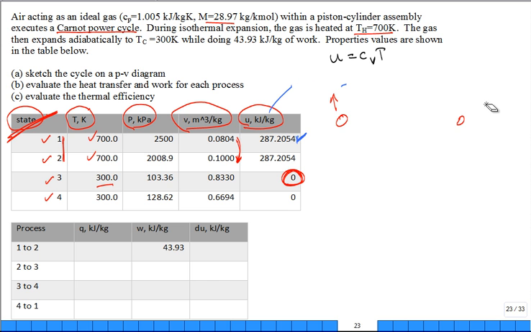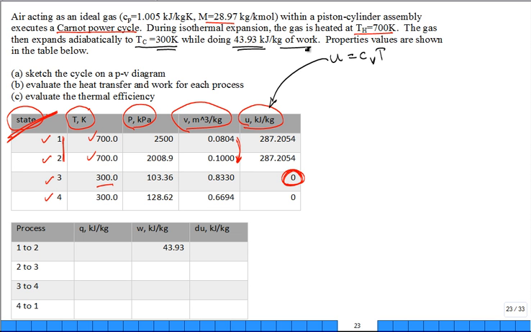Should I erase that? I already erased it, sorry. I'm sorry. Just leave it there. Okay. So that's how I calculate U. But it's always a change in U that's important. All right. So make a table of the properties like that. Okay, they give us some information. The gas expands adiabatically to 300 Kelvin while doing this much work.